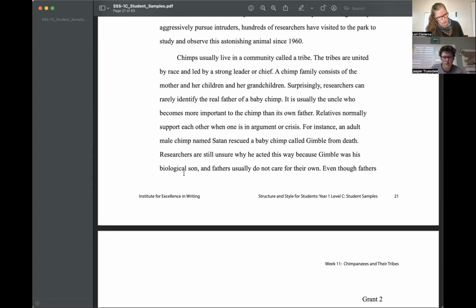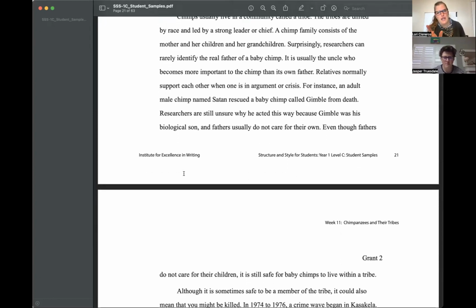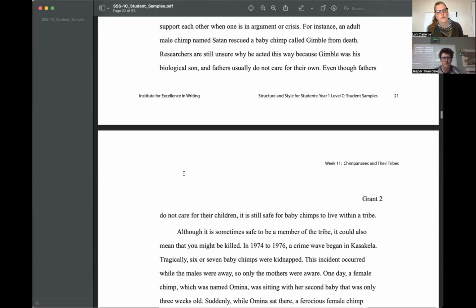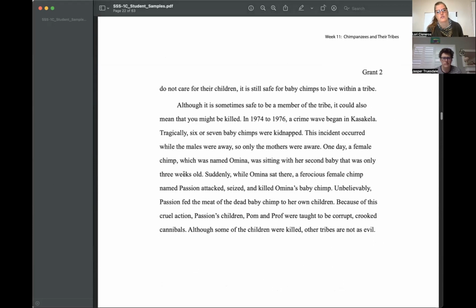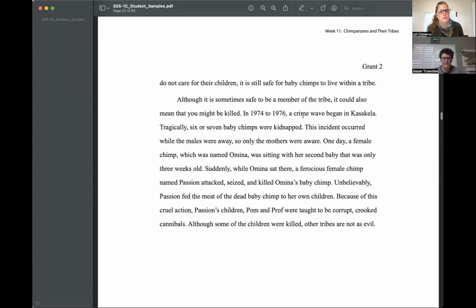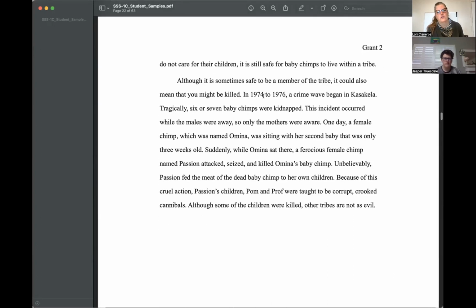For instance, an adult male chimp named Satan, it's like, really? Okay. You do live up to your name. Rescued a baby chimp called the Gimbal from death. Researchers are still unsure why he acted this way, because Gimbal was his biological son, and fathers usually do not care for their own. Even though fathers do not care for their children, it is still safe for baby chimps to live within a tribe. The last paragraph here is talking about the crime.